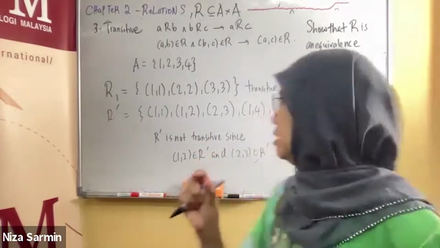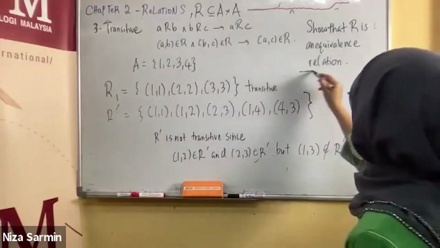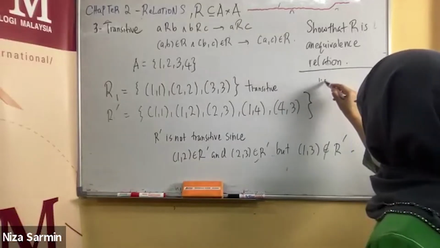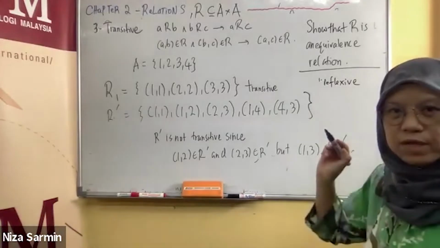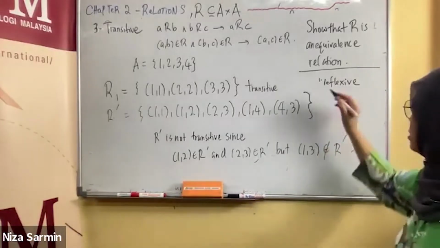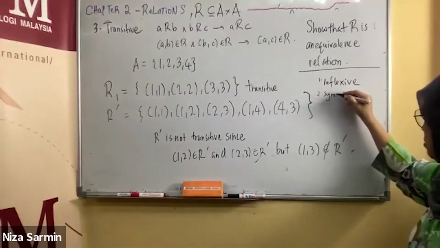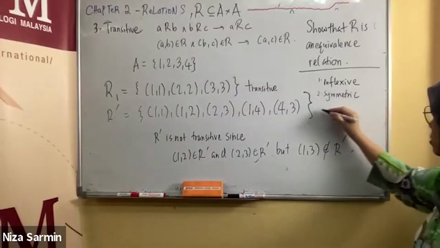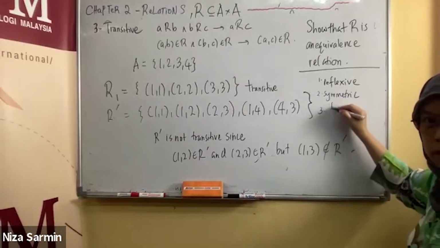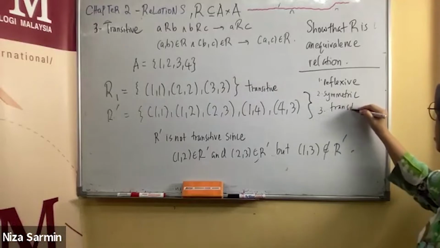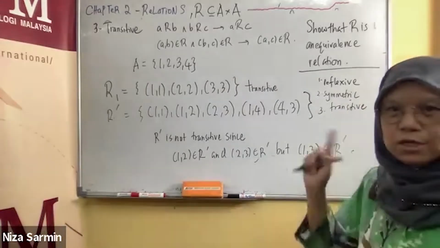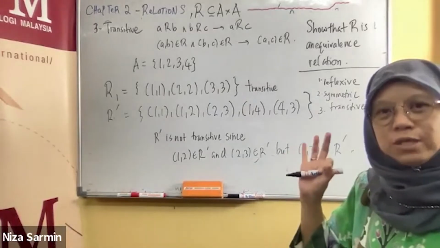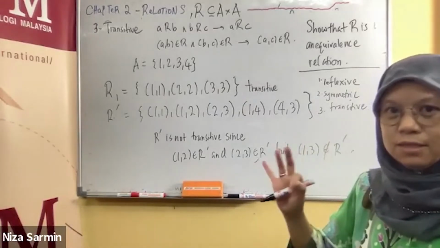that it is reflexive, symmetric, and then the third one is transitive. So you know, the question is just one, but you have to actually show three things.